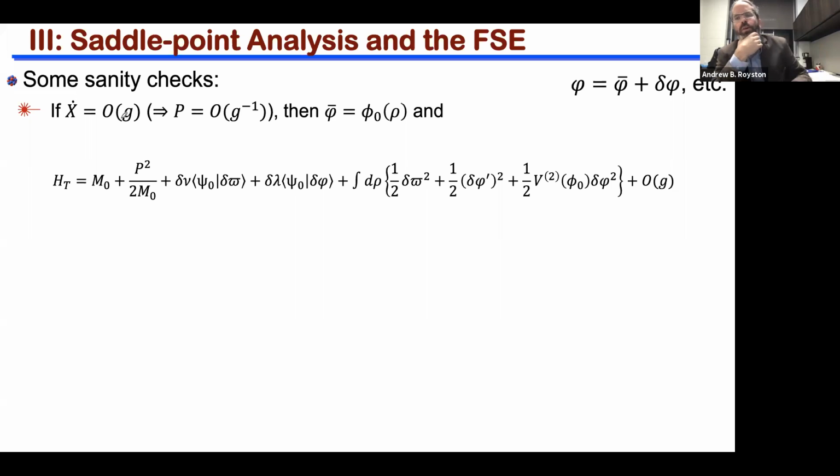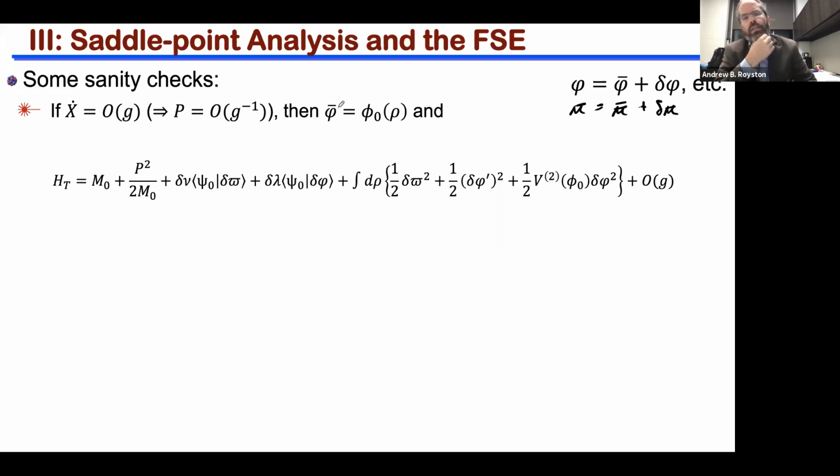What we're doing here, and what we're going to be doing in the following, is taking our new field phi and always expanding it around a background. And we're doing it for all of our fields, I just didn't write them out, etc. So if we're working under the assumption that x dot is order g, then because the classical soliton mass is order 1 over g squared, that means P is order g inverse.